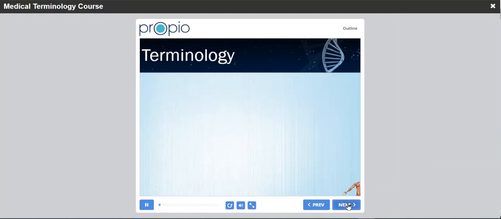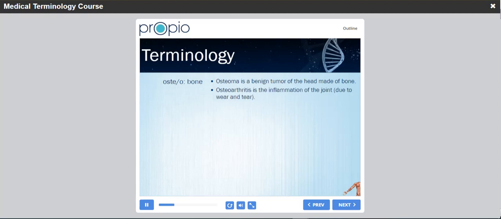Now let's cover some sample terminology you need to know. Osteo is pertaining to bone. For instance, osteoma is a benign tumor of the head made of bone. Osteoarthritis is the inflammation of the joint due to wear and tear.